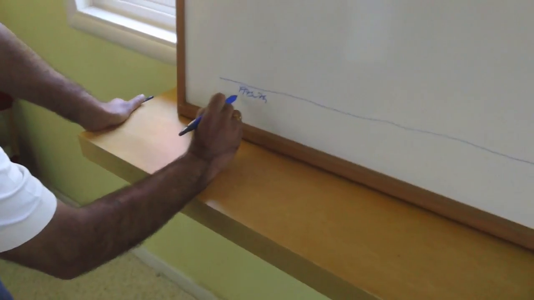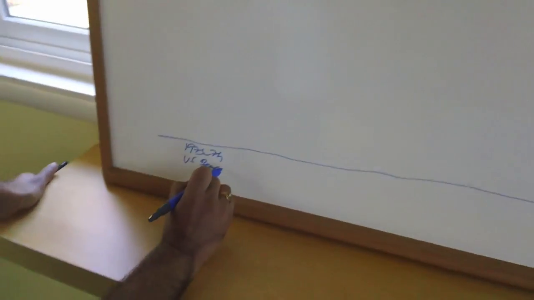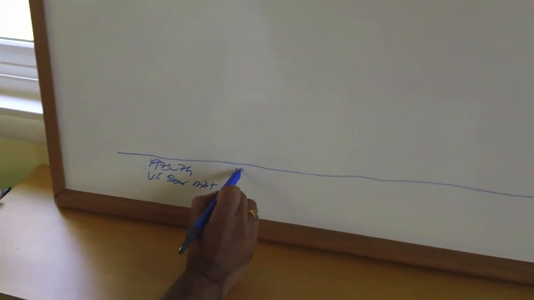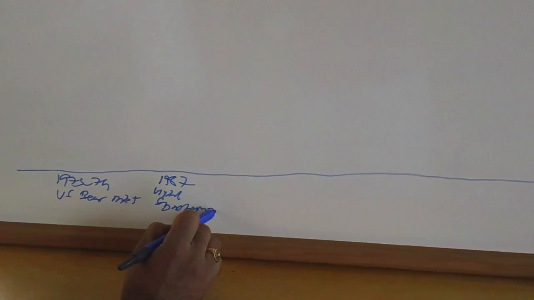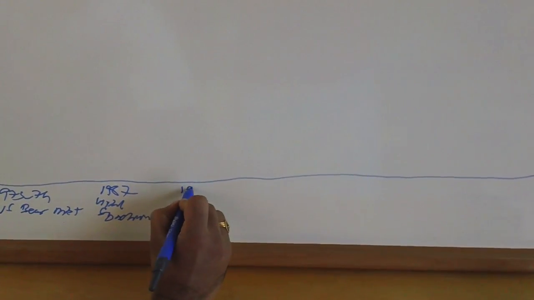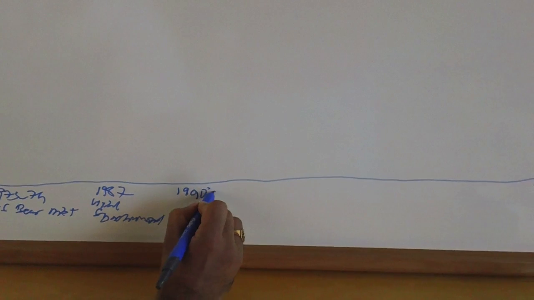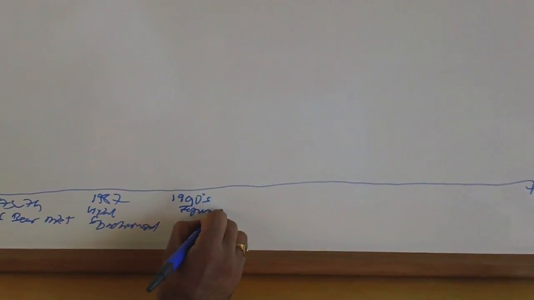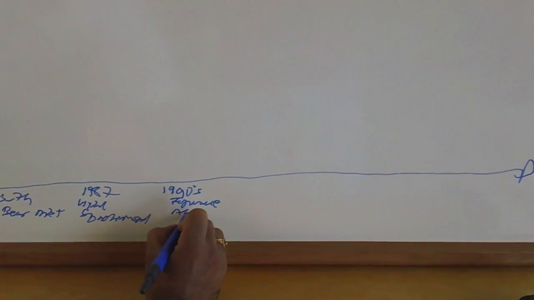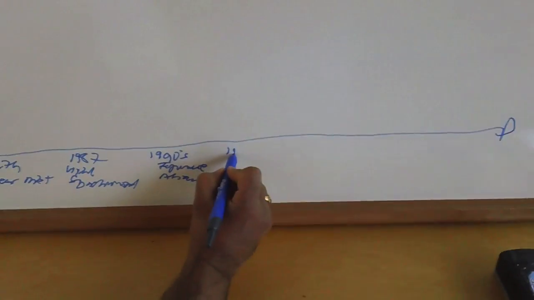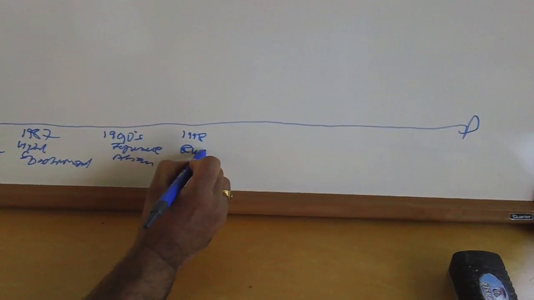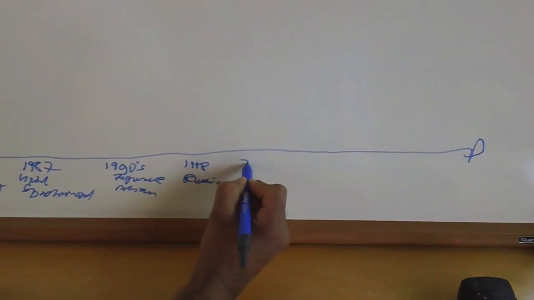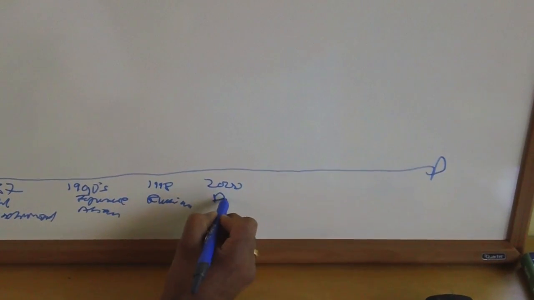I'll start with 1973-74, the US bear market. Then look at 1987, the global synchronized crash. Then move to the 1990s, where you have the Japanese asset bubble, followed by the Asian financial crisis. Then in 1998, you have the Russian financial crisis. And then 2000, you have the dot-com crisis.